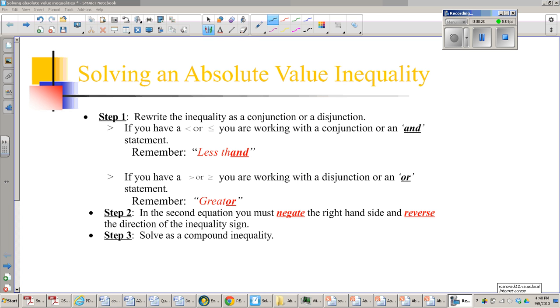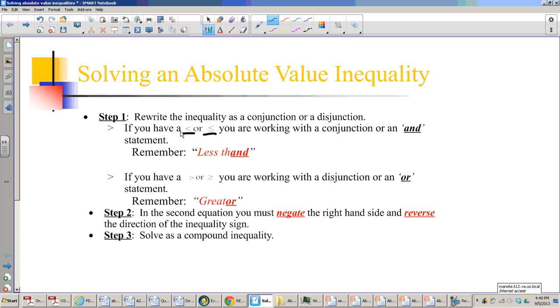So if we have a less than or equal to, we have an and statement. If we have a greater than or equal to, we have an or. Greater than is an or, less than is an and. And that's step 1. Step 2.